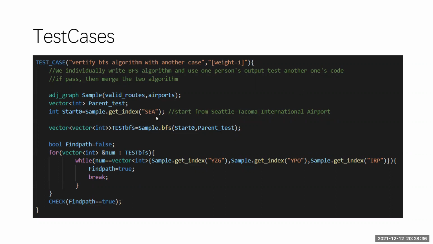We start from SEA, which means Seattle airport, and we get the index of these airports. The DFS algorithm should tell us all the airport indexes that these starts can reach. Basically, YZG, YPO, and IRP are airports of the same level.